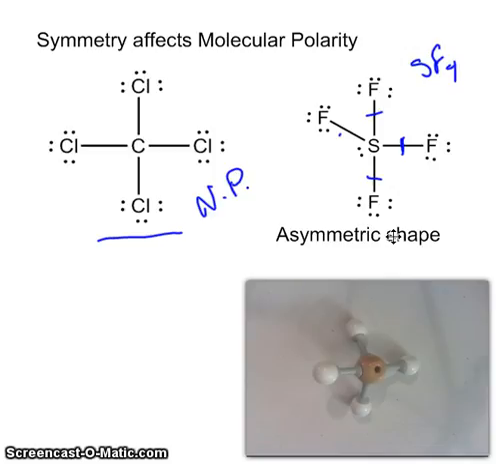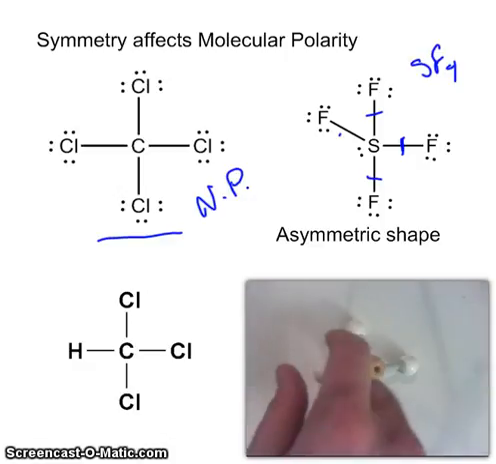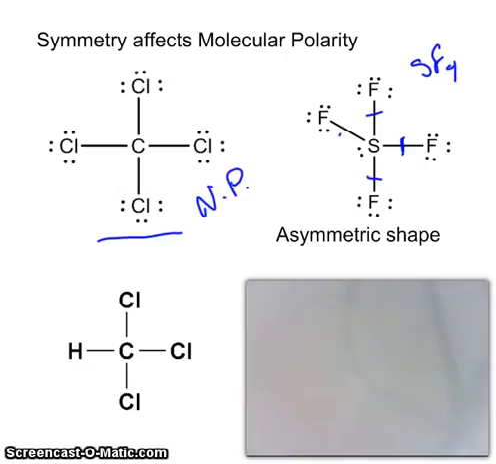Now, another way that symmetry affects polarity is if we have something like this molecule. This is trichloromethane, or chloroform. This molecule also has polar bonds. So let's see, this bond and this bond are polar, so we have 3 polar bonds, and then we have a non-polar one over here, which I will highlight in red, I guess.